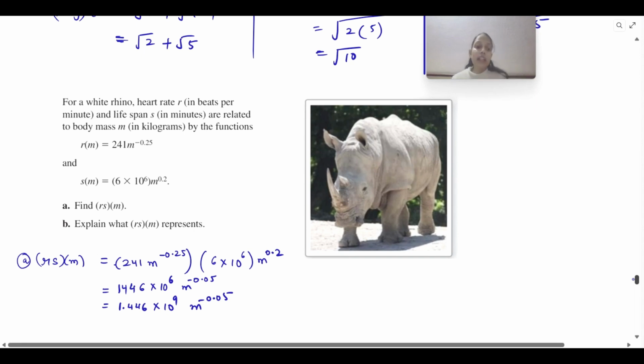Then the question says what Rs of M represents. What is the meaning here? Here we multiply heart rate by lifespan. We multiply heart rate with the lifespan. That gives us the total number of heartbeats over the lifetime of a white rhino with body mass M. Okay. So that's just a multiple of heart rate with the lifespan, and that gives us the total number of heartbeats over the lifetime of a white rhino.